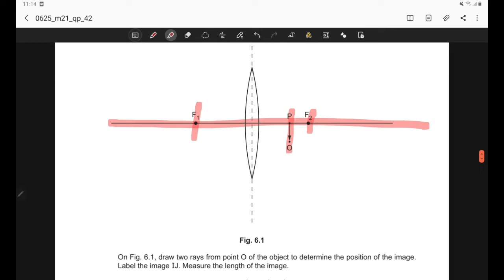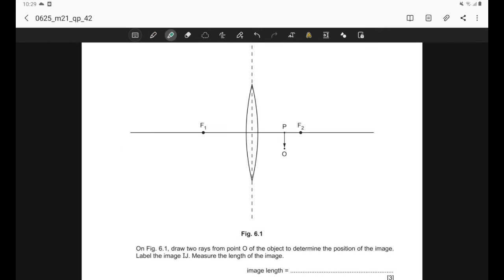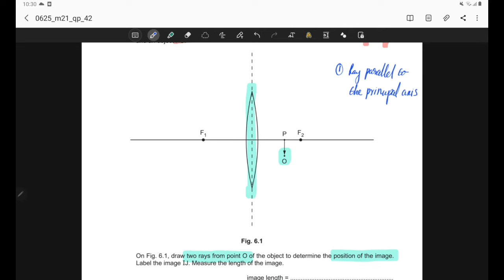So we need to draw a ray diagram. On figure 6.1, we need to draw two rays from O of the object to determine the position of the image. So we need to draw two rays emerging from O, and see what will happen to these rays when they pass through the lens. When we draw a ray diagram, we should include two important rays. The first ray is a ray which is parallel to the principal axis, and the second ray is the ray passing through the optical center.